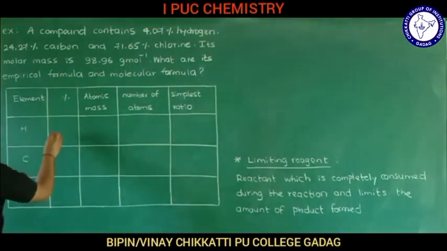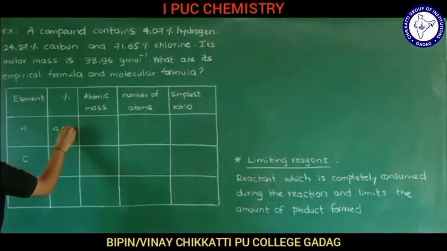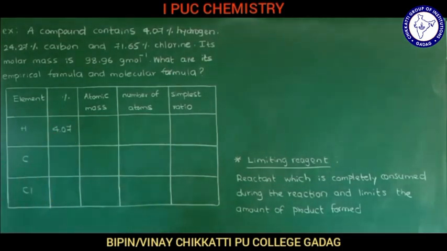So the hydrogen percentage is 4.07, and the carbon percentage is 24.27, and the chlorine percentage is 71.65. There is no big deal in the first and second columns, because from reading the problem itself we just write those.